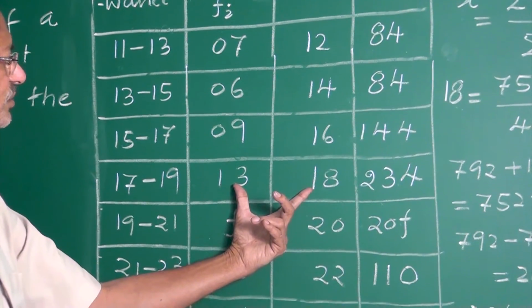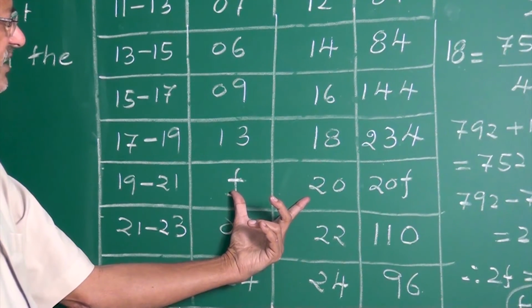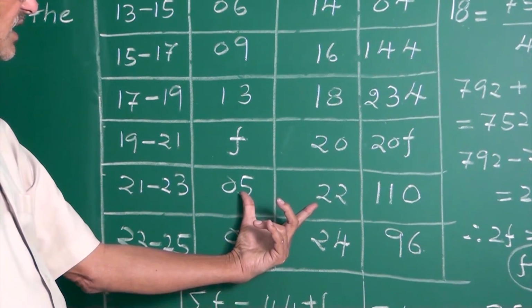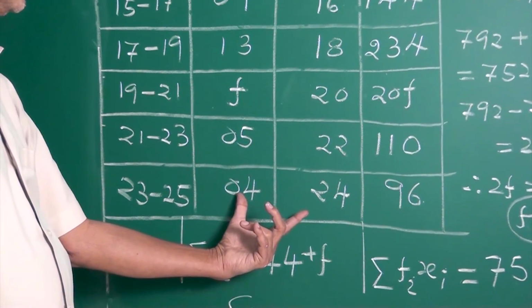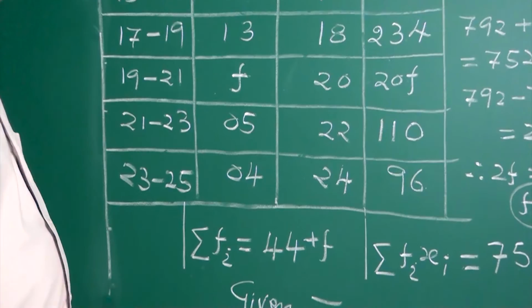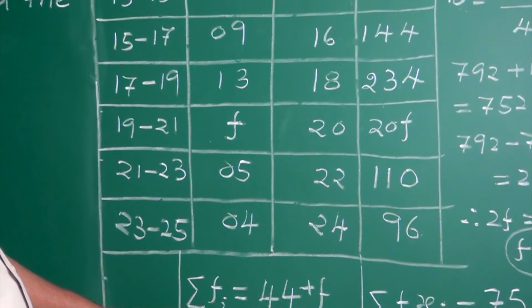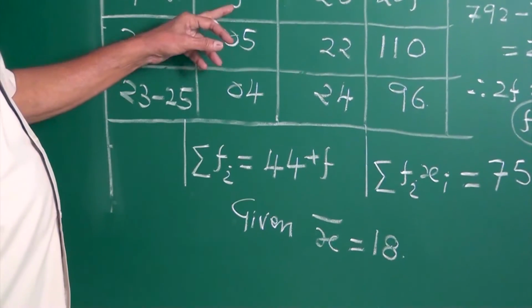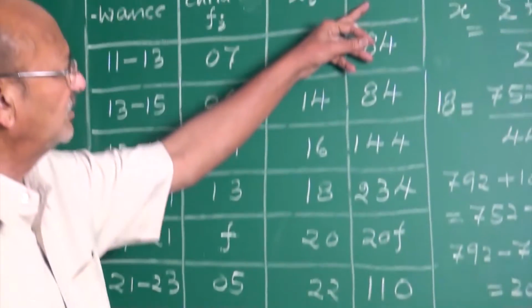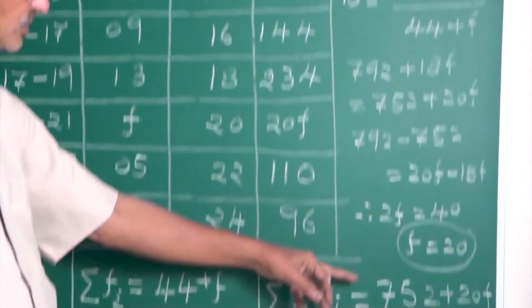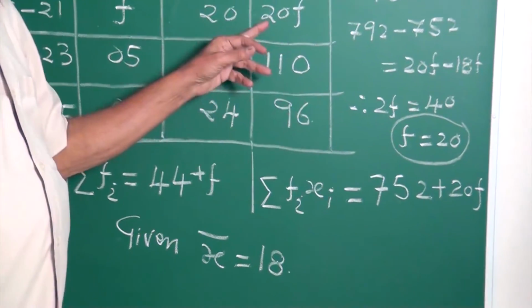144, product is 234. This is 20f, product. 110, this is 4 into 24 is 96. Addition of these, sigma fi, 44 plus f. Sigma fi xi shown, 752 plus 20f.